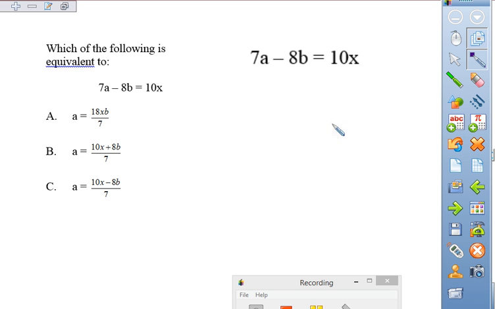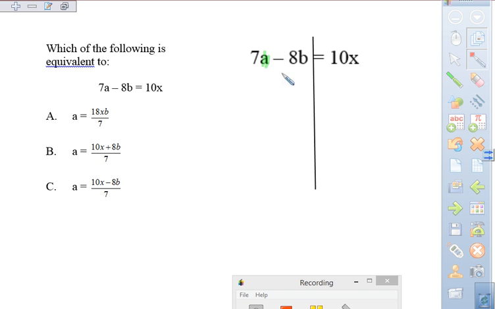Which of the following is equivalent to this equation? So equivalent means what is the same. So it looks like all of these are solved for a. So our directions might as well be solved for a. So we need to get a by itself. So the first thing we're going to do is add 8b. So I recopied this and tried to solve it.